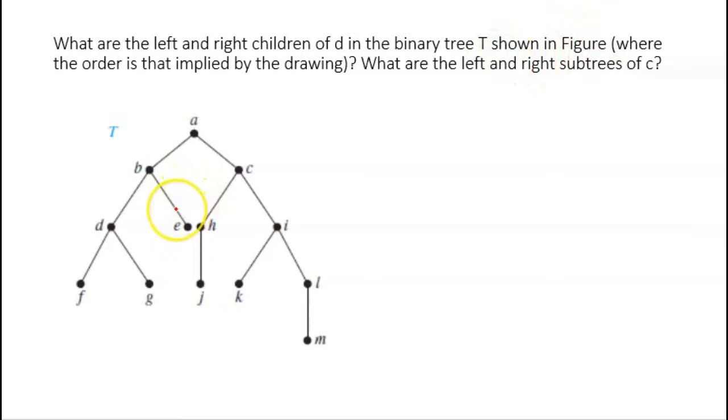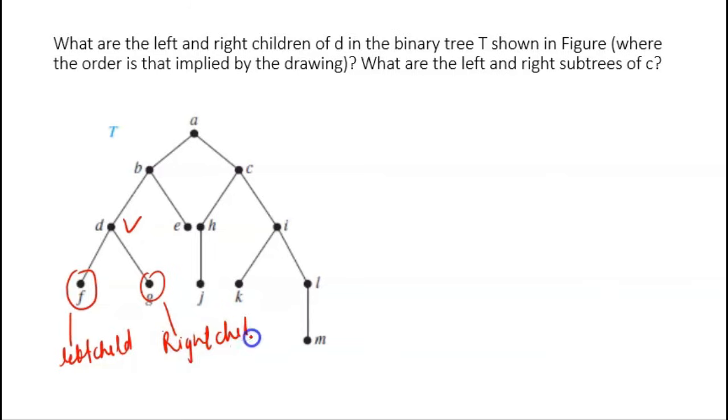So they are asking what are the left and right children of D. So where is D here? Clearly you can see that this D vertex, F is the left child. This is the left child, right? And G here is the right child. Okay. And what are the left and right subtree of C?